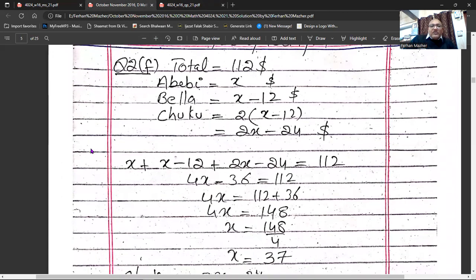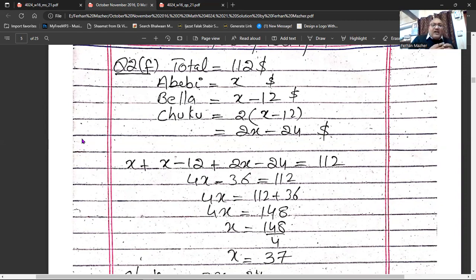For question number 2, F part, the total money to be divided is $112. Mr. A got X dollars. Mr. B got $12 less than X, so it will be X minus 12. And Mr. C got twice the money of B, so it will be 2 bracket X minus 12 bracket close, that will be 2X minus 24. If you add their shares, that will be equal to $112. So X plus X minus 12 plus 2X minus 24 equals 112. The money of A plus the money of B plus the money of C will be equal to $112.